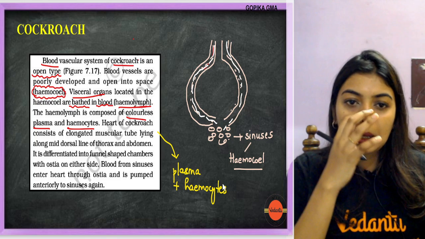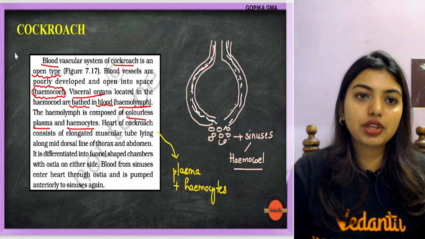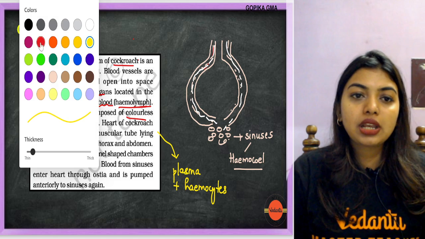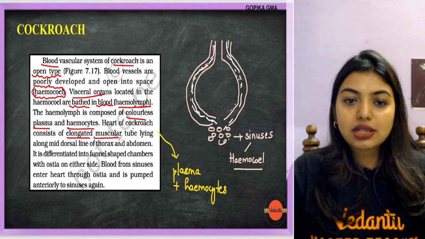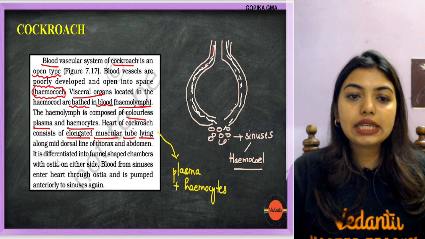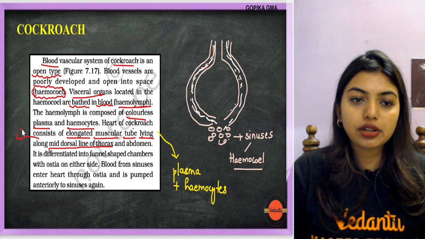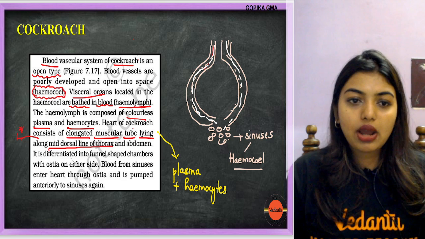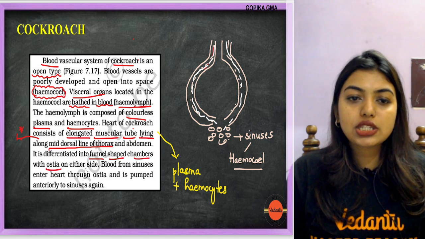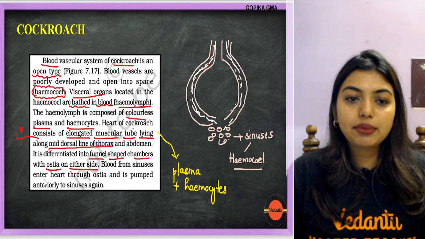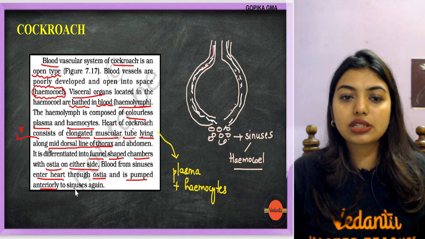Cells. Now, heart of the cockroach consists of. Now, heart should be focused very much. Look here how the heart is. Heart of the cockroach consists of an elongated muscular tube lying along the mid-dorsal line of thorax. Students, this location is important. Location is important. And abdomen. It is differentiated into funnel-shaped chambers with ostia on either side. Blood from the sinuses enters the heart through ostia and it is pumped anteriorly to the sinuses again.